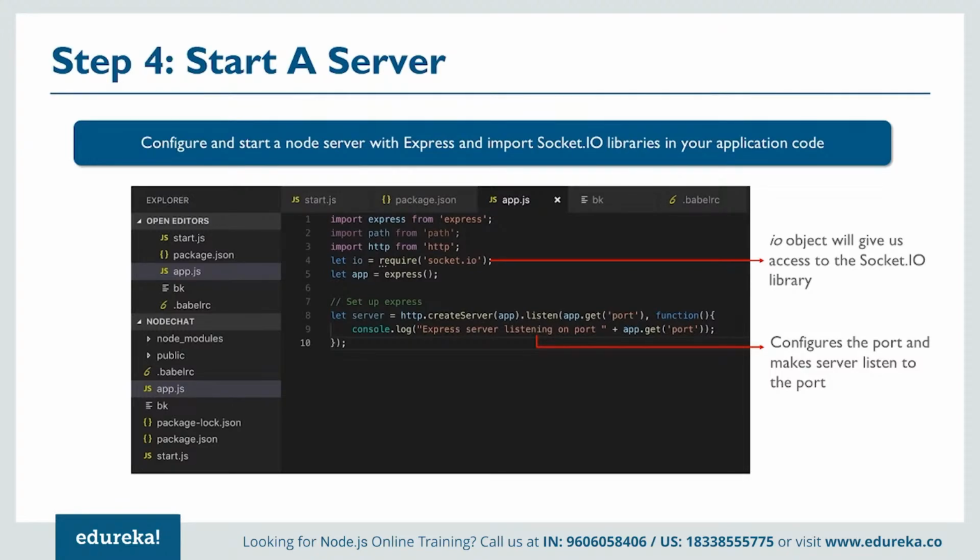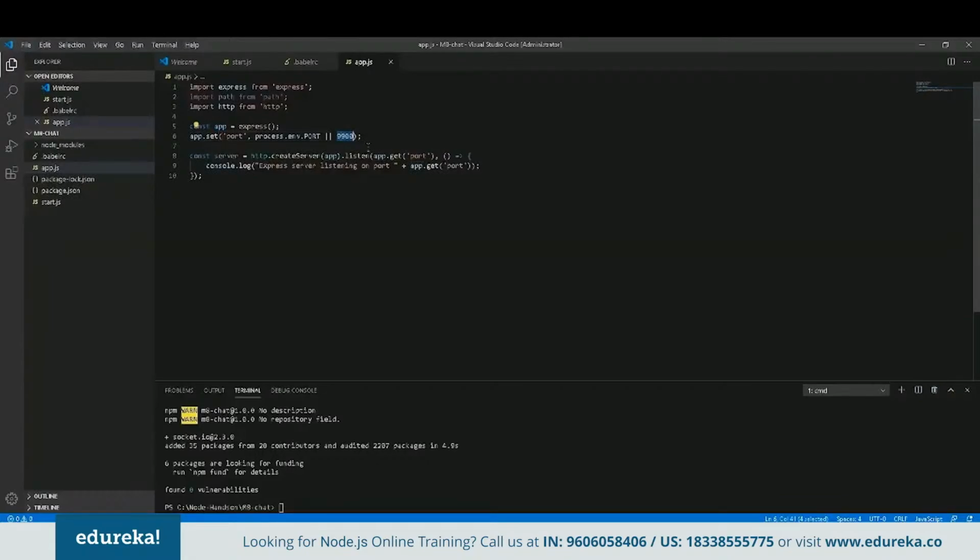The IO object gives us access to the socket.io library, so we can use the IO object to do the socket.io stuff that we want to do in our application. And here we are configuring the port and making the server listen to the port. We've also mentioned the port number, which for us will be 9900. If it's set in the environment variable, it will take that one.